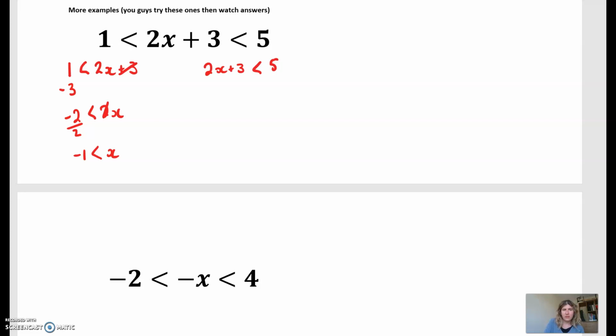Now, on the other side, we've got 2x plus 3. So we're going to minus 3 again from that 5. Cancel that out. So 2x is less than 2. And then we divide by 2 again. We end up with x is less than 1.